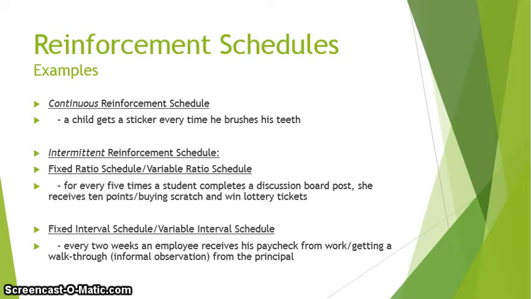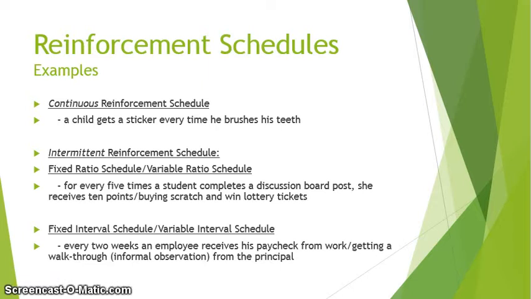Next, there are several intermittent reinforcement schedules. First listed there is fixed ratio schedule or variable ratio schedule, and there's an example listed underneath for each one. Fixed ratio schedule, an example is for every 5 times a student completes a discussion board post, she receives 10 points. So it's not every time, it's not continuous, but there is a fixed amount that when she does it 5 times, she gets points for that.